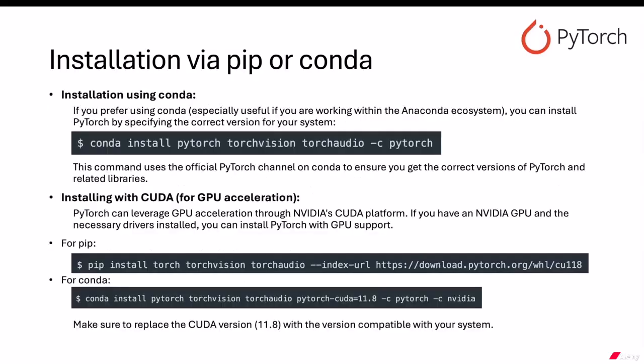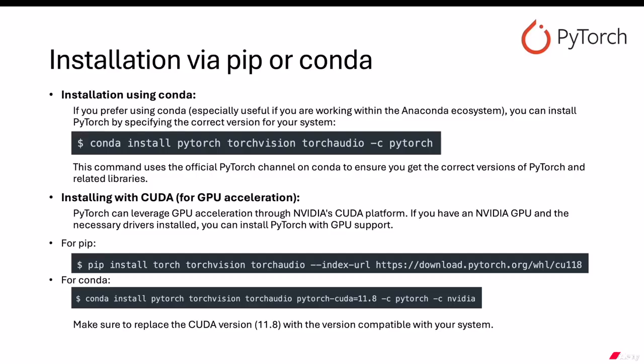Installing using conda. If you prefer using conda, especially useful if you are working within the Anaconda ecosystem, you can install PyTorch by specifying the correct version for your system. By saying conda install pytorch torchvision torchaudio -c pytorch. This command uses the official PyTorch channel on conda to ensure you get the correct versions of PyTorch and related libraries.